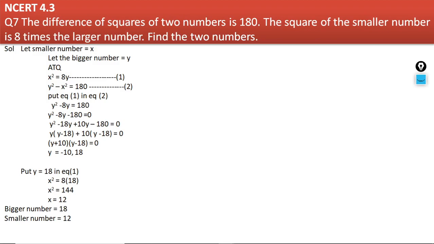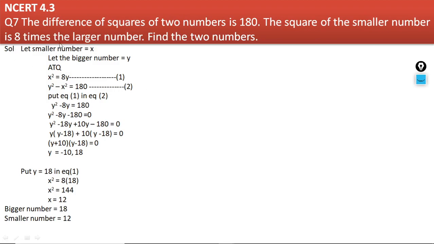The difference of the squares of two numbers is 180. The question asks: the difference of the squares of two numbers is 180 and the square of the smaller number is 8 times the larger number. Find the numbers. So first of all, we consider the smaller number to be x and the bigger number to be y. We are doing it in two variables. According to the question, the square of the smaller number, x square, is 8 times the larger number, 8y, which is equation number 1.